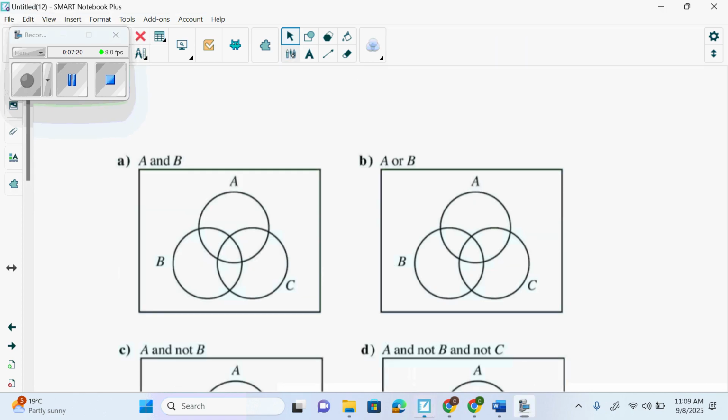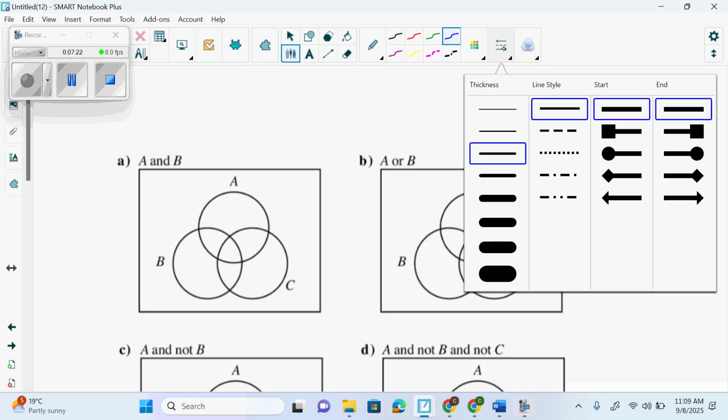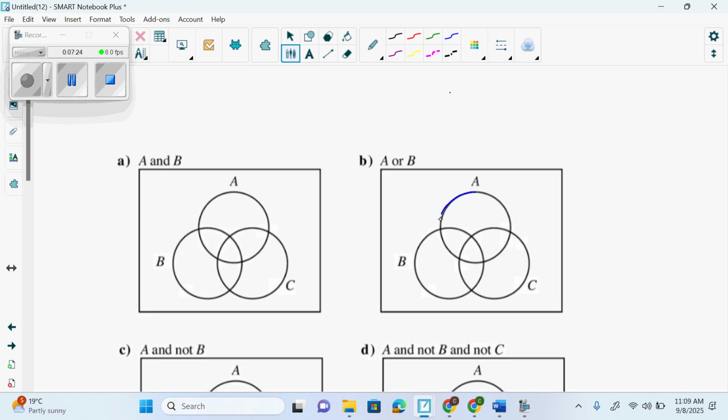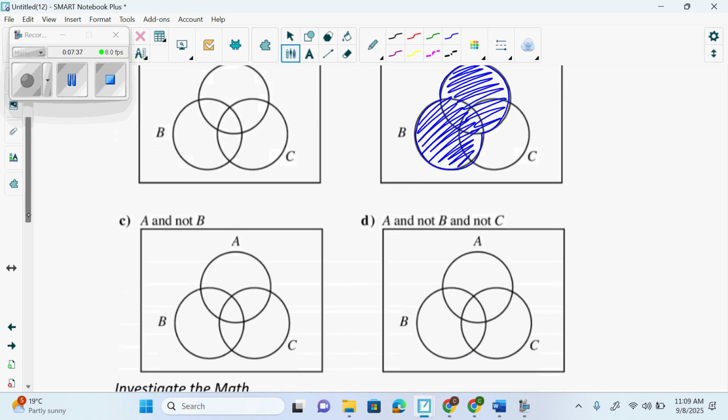So, we'll try again. I tried to change the color and it's automatic. Okay, A or B. Is the A or B snowman? So that's here. Okay. This one is A and not B.